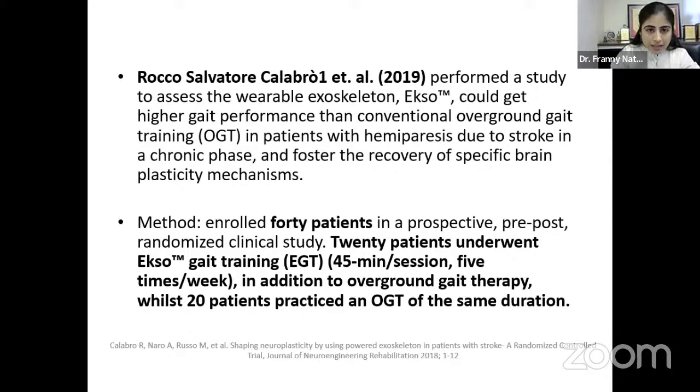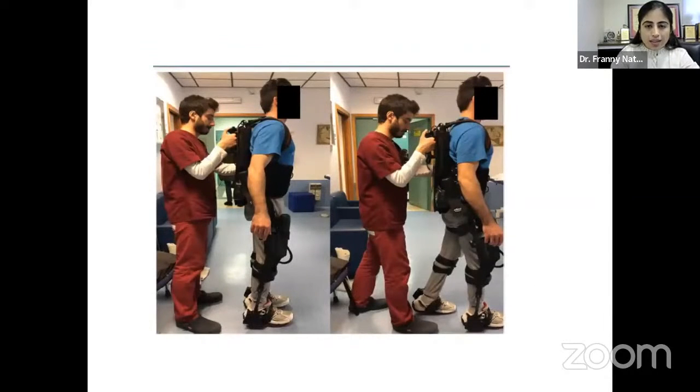So in 2019, the study was performed to assess whether a wearable exoskeleton could get higher gait performance than conventional overground gait training. The study had 40 patients with stroke. 20 patients underwent exoskeleton gait training for 45 minutes per session, 5 times a week, and in addition to it, overground gait therapy, while the other 20 patients only performed overground gait therapy. So this is one image of the exoskeleton. Basically, the backpack at the back consists of the battery that is required for the functioning of the exoskeleton.